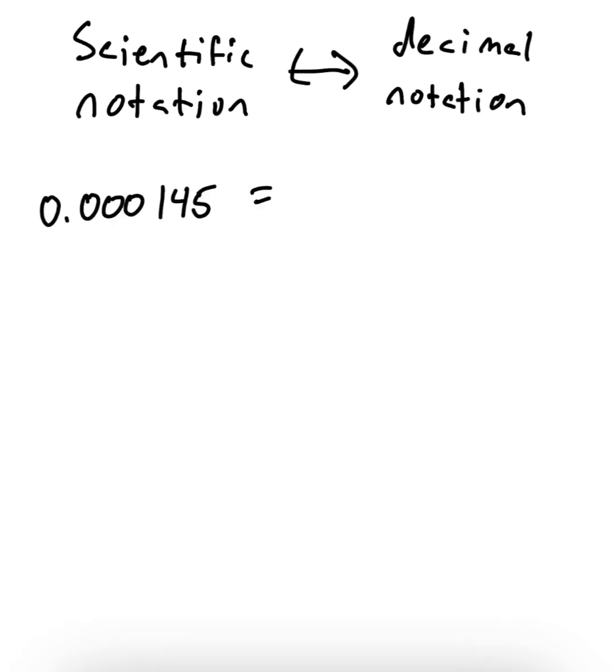Now we have 0.000145. So we'll start at our decimal point, and we're moving to the right this time. We'll move right after our first significant figure. So we have 1.45 times 10, and since we move to the right, we have 1, 2, 3, 4. It'll be negative 4.